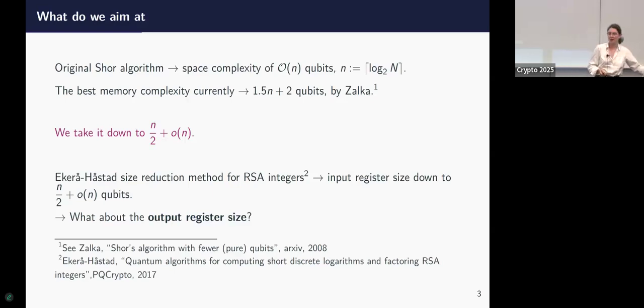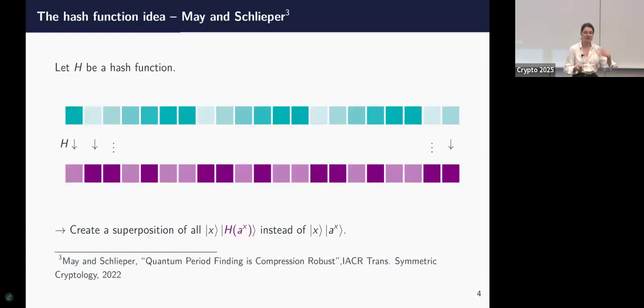So in order to do that, we are going again to use an idea that is due to May and Schlipper this time, and that was sketched in one of their papers, but only theoretically. The idea of May and Schlipper relies on the following observation. If you have a sequence of numbers that is periodic and a hash function, if you hash every number of your sequence in order to obtain a new, different sequence of numbers, the second sequence will also be periodic, and if your hash function has the right properties, the period of this new sequence of numbers will be the same as the period of the first sequence of numbers.